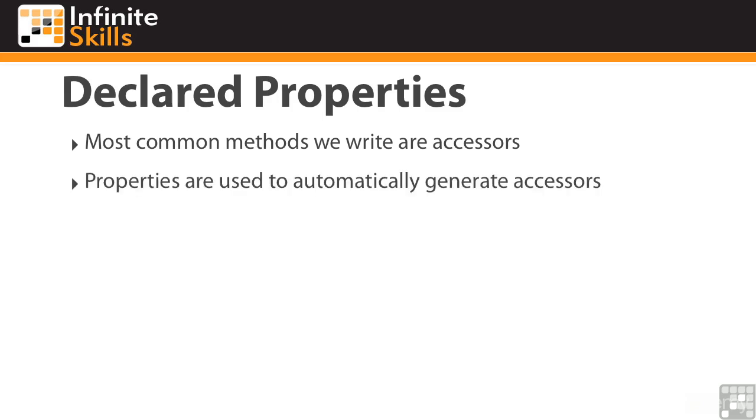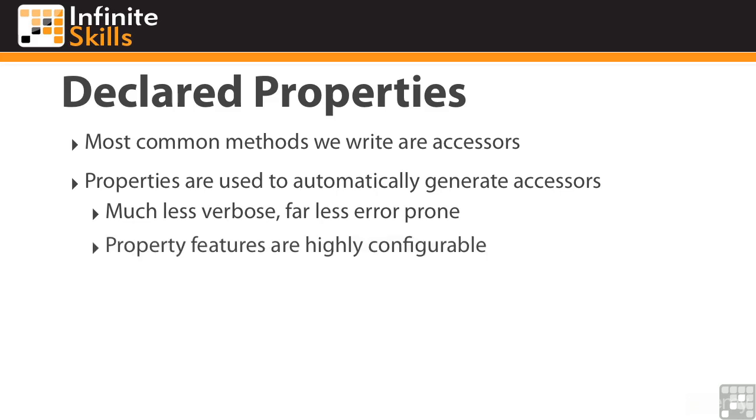Now, luckily, Objective-C provides a great language level feature called declared properties that can automate this accessor generation for us. So it's much less verbose. Objects can store many properties, so manually writing getter setter code doesn't scale real well. And obviously, the more code that we write, the more opportunity there is to make a mistake. Declared properties are also highly configurable, so we really have complete control over how this code is generated. And we'll discuss this configuration shortly.